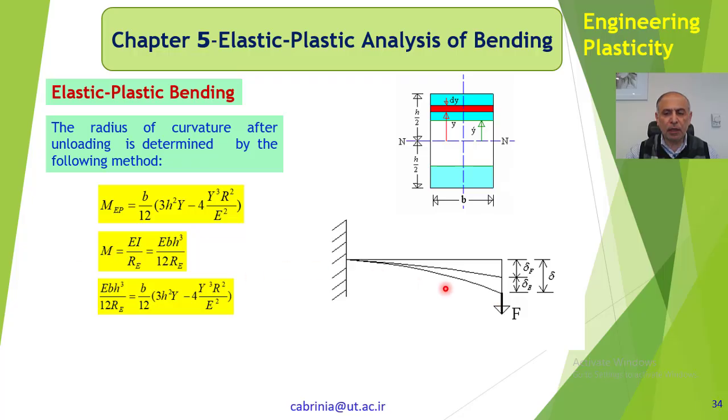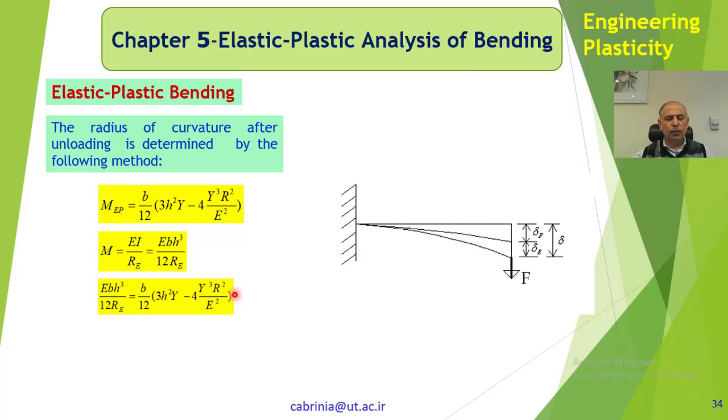So we must take the effect of F off the beam. And the effect of F is the elastic moment. And that's why we put these two equal. And from there, we could get RE, because RE is the radius of curvature for that.